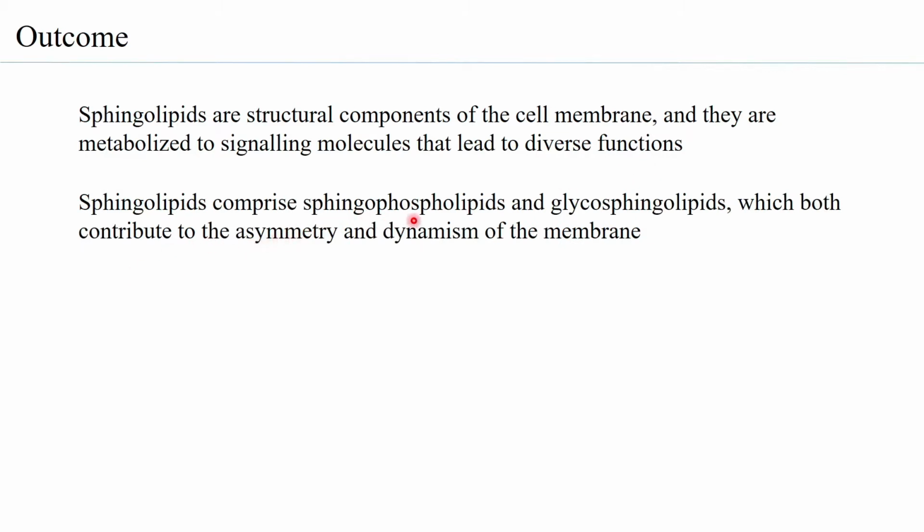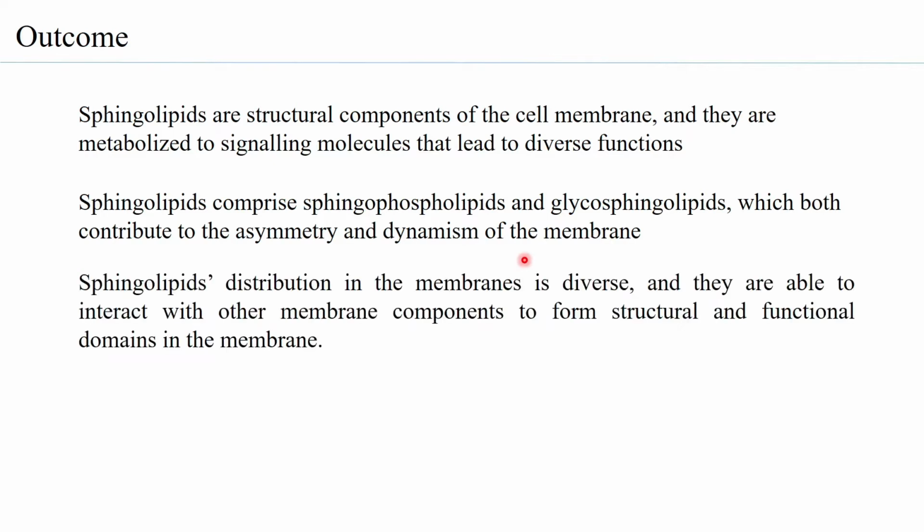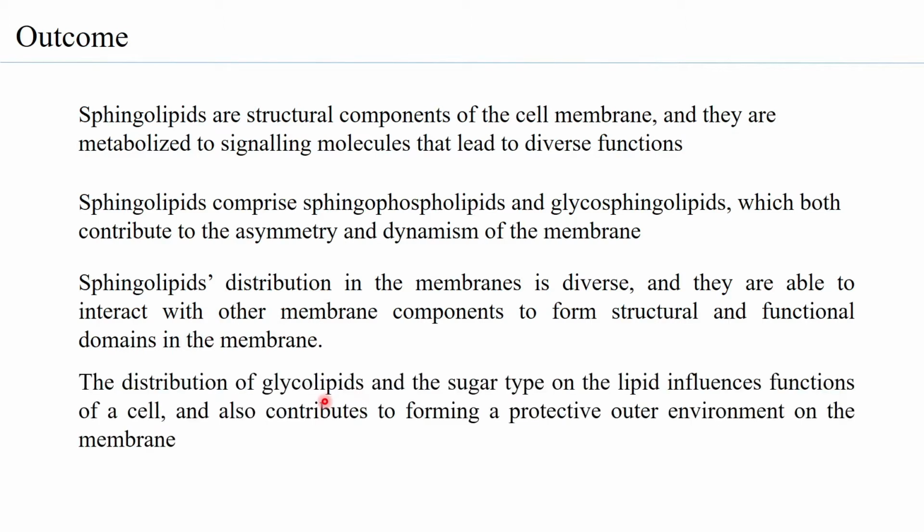Sphingolipids comprise sphingophospholipids and glycosphingolipids, which both contribute to the asymmetry and dynamism of the membrane. Sphingolipid distribution in the membranes is diverse, and so is that of glycolipids, and they are able to interact with other membrane components to form structural and functional domains in the membrane. The distribution of glycolipids and the sugar type on the lipid influences functions of a cell and also contributes to forming a protective outer environment on the membrane.